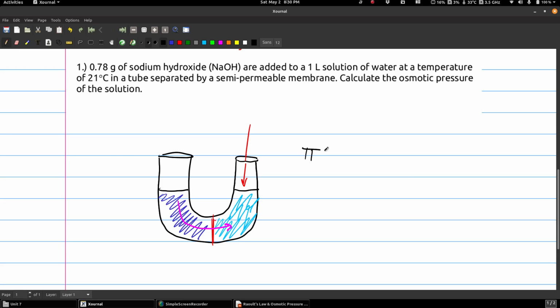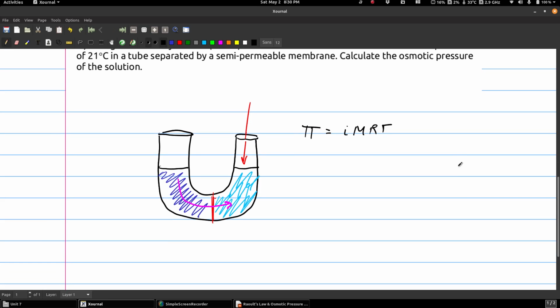The formula for this was pi equals iMRT. And I think a lot of you were assigning more weight to these letters instead of just trying to break the formula apart. So we're calculating for pressure in atmospheres. And another formula that we've learned that does this is the ideal gas law. So you have PV equals nRT.